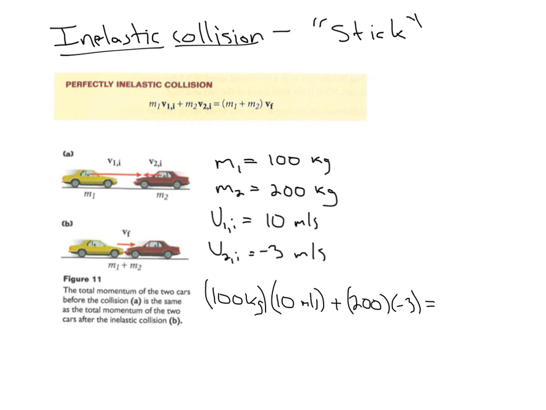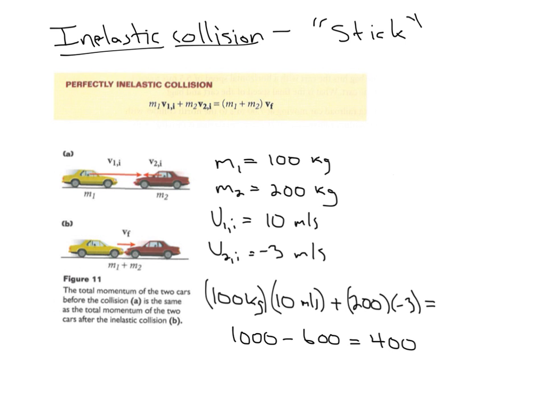So I do this math. It's simple in my head. 100 times 10 is 1,000, right? So we've got 1,000 minus 600. So we end up with a positive momentum of 400. The fact that it's positive tells us that after the cars collide, they're going to continue to go to the right, since we earlier defined this direction as a positive direction and negative direction was this way. Since the momentum is positive, that tells us they move to the right.